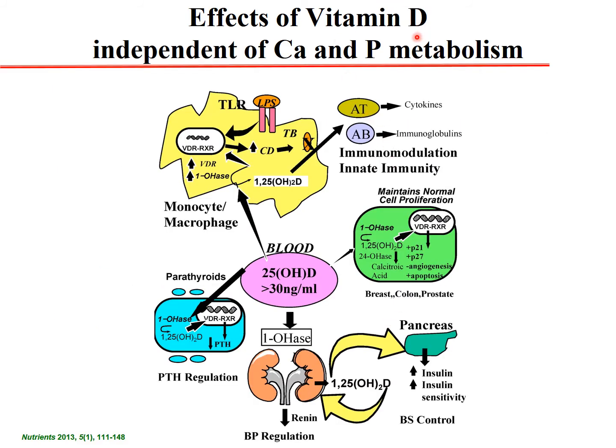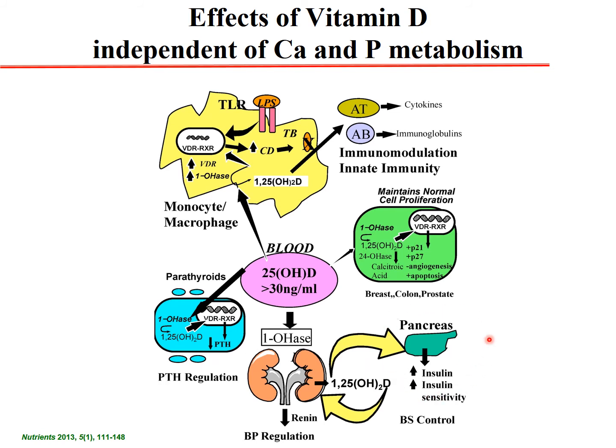There are some important roles of vitamin D independent of calcium and phosphate metabolism. It mainly works through the vitamin D receptor, the nuclear receptor, which alters the function of monocytes and macrophages. That alters cytokine and immunoglobulin release, so it has an immunomodulatory effect. But vitamin D also affects and maintains normal cell proliferation. So it is anti-carcinogenic, for example, which has been shown in breast, colon, and prostate cancer.